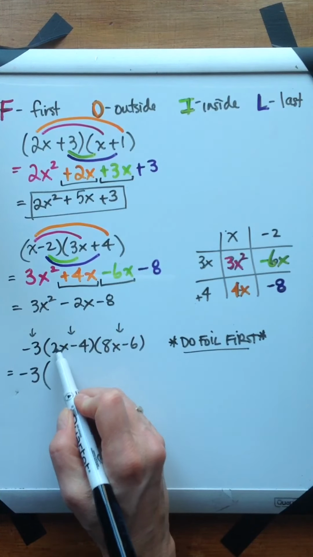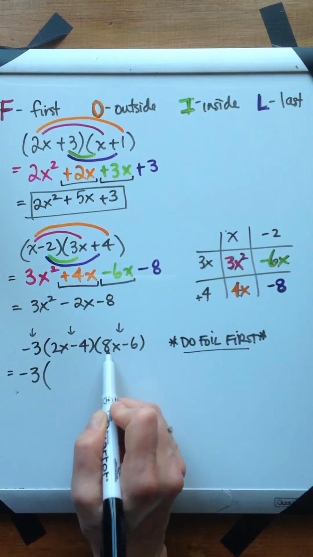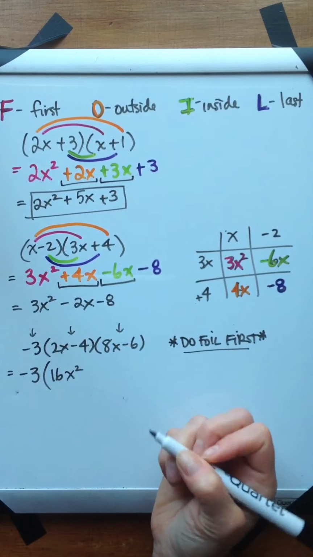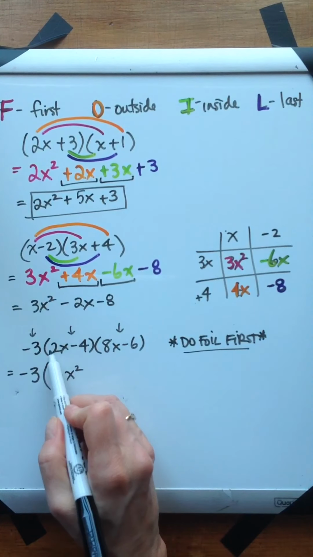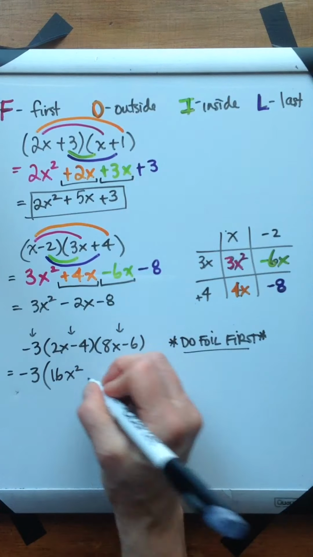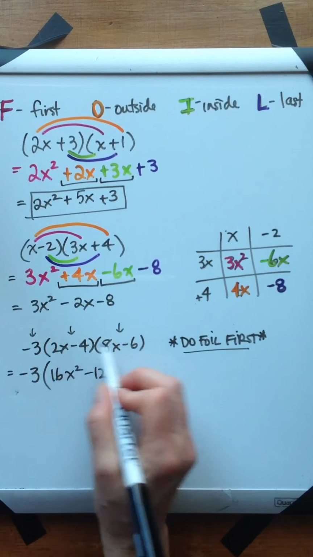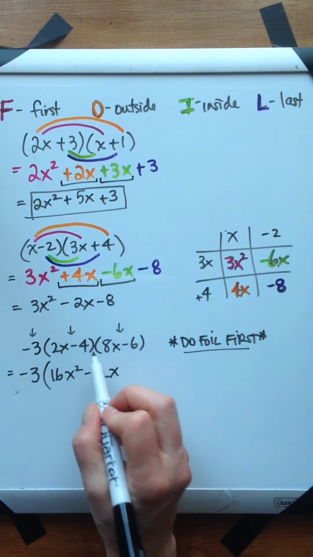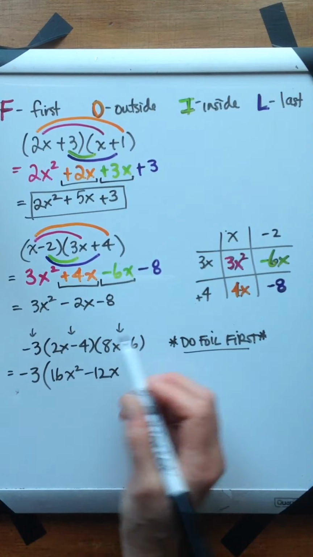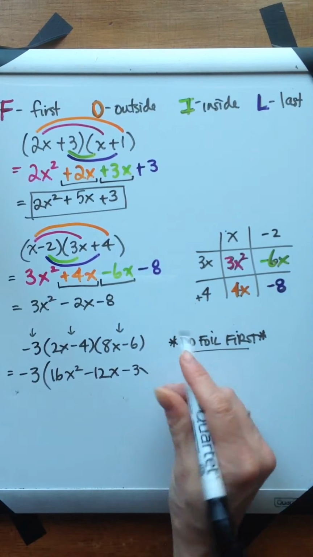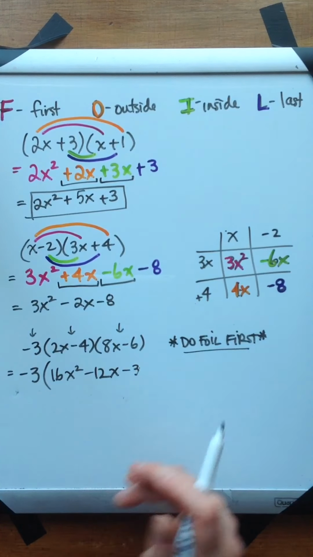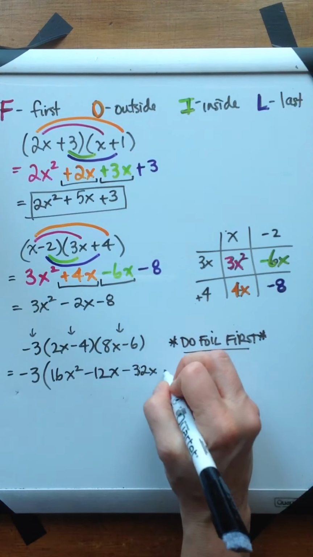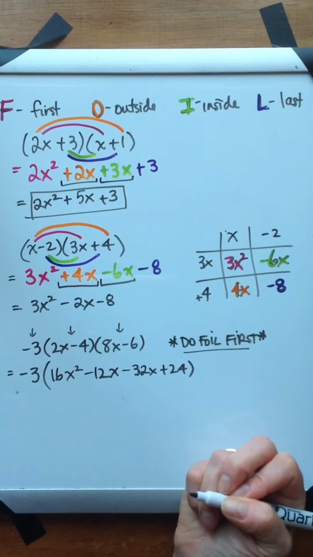So firsts, 2x times 8x, 2 times 8 is 16, x times x is x squared. Let's go to the outsides. Positive 2 times negative 6 is negative 12, and then x times no other literal will just be x, sorry. On the insides, I have negative 4 times positive 8, so negative 32, and I have an x term to go with that. And then in my lasts, I have negative 4 times negative 6, which is positive 24.